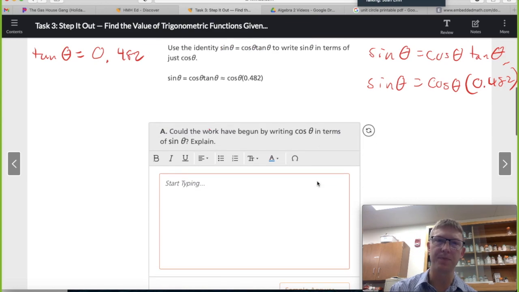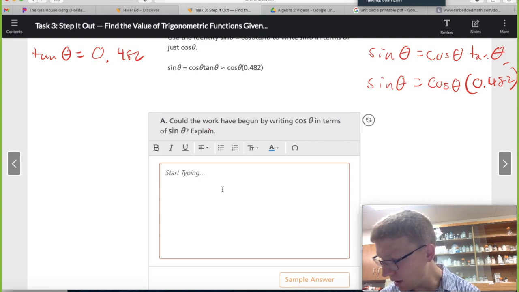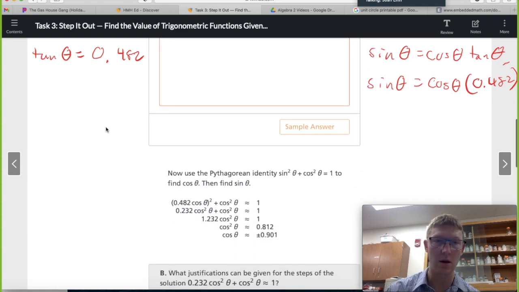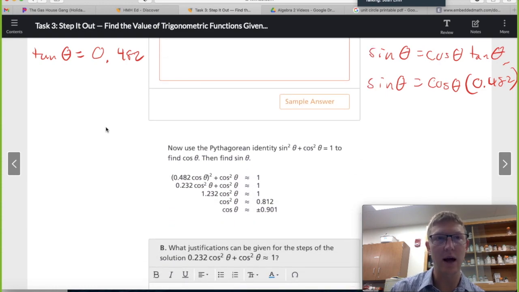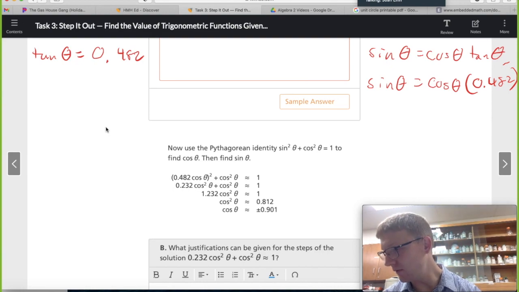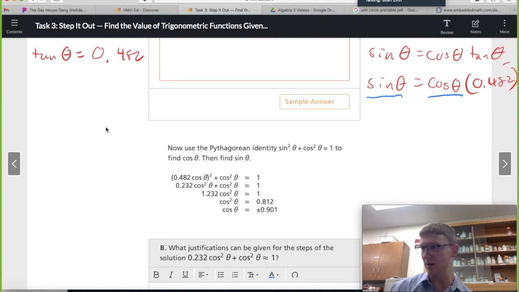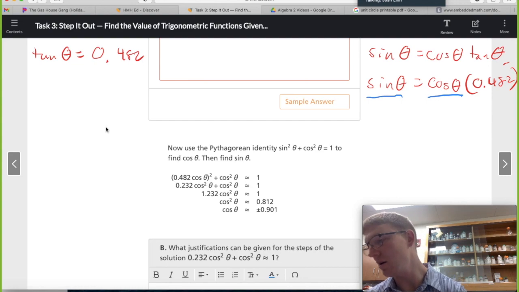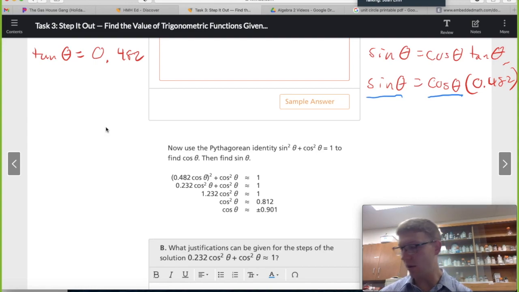So again, could the work have begun by writing cosine? Yeah, it doesn't matter. You can say sine theta, you can say cosine theta. As long as you do solid algebra and don't make stuff up, then you're fine. So we've got two variables. Technically, kind of. I mean, they're using the same theta, but whatever. And we need another number in there that we can use to solve for one of those variables.